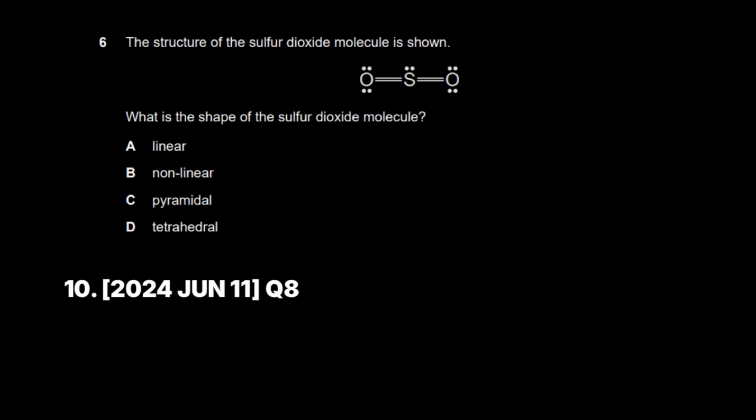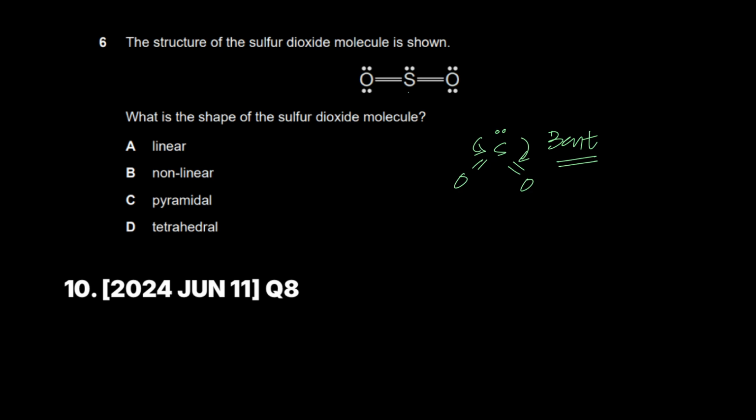The structure for sulfur dioxide is shown. Which shape is this? S is bonded to two O's, and there's a lone pair. So it's bent, literally. Bent is also known as V-shaped, angular, or non-linear.